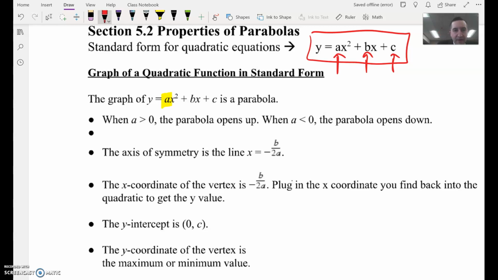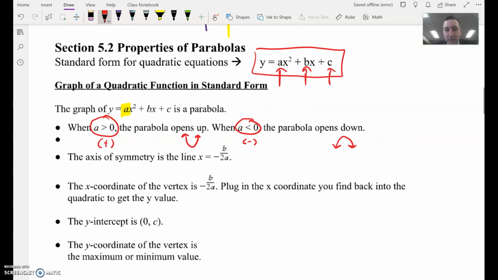Okay, if the a value is greater than 0, that's just a fancy way to say if it's positive. If the a value is positive, then the parabola opens up like a cup. When the a value is less than 0, which just means it's negative, then the parabola opens down like a frown. So if you're trying to find which way the parabola opens, you need to look for the squared term.